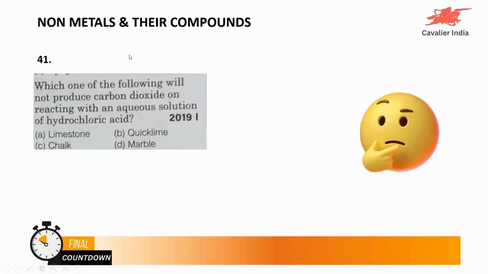Which one of the following will not produce carbon dioxide on reacting with an aqueous solution of hydrochloric acid? A. Limestone, B. Quicklime, C. Chalk, D. Marble. Which is the right answer? Just try it.